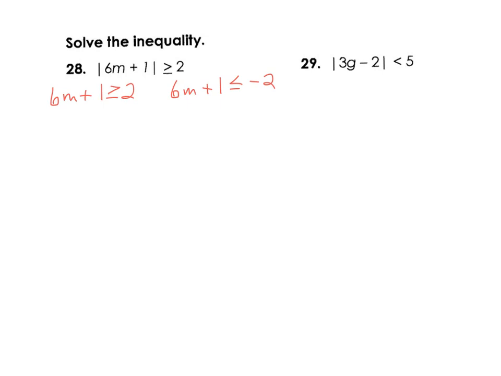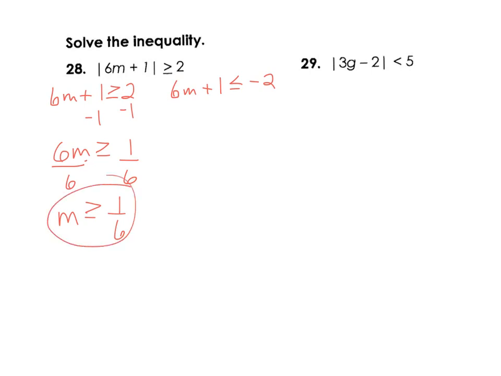So I'm starting with the equation on the left. I'm going to minus 1 from both sides. That gives me 6m is greater than or equal to 1. Then I'm going to divide by 6. I get m is greater than or equal to 1/6. That would be one of the solutions.